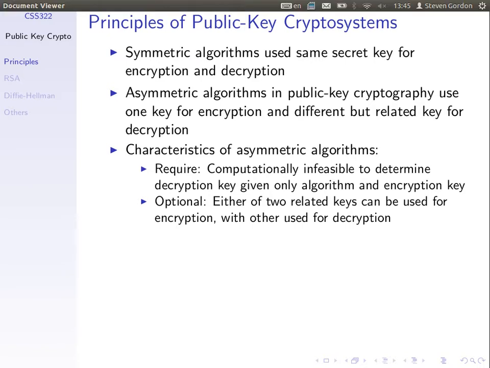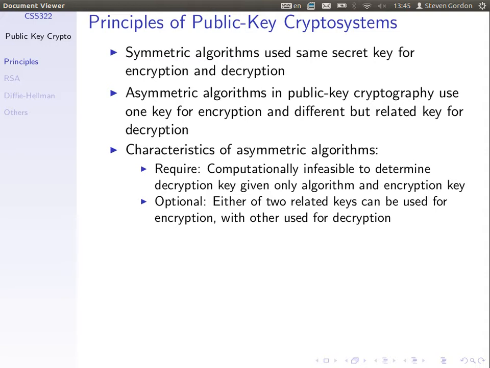Asymmetric algorithms, also called public key algorithms, use two different keys. So we have a pair of keys: one is a public key and one is a private key. By public, we mean anyone can know that key. It doesn't have to be kept secret. In fact, the practical way to use it is to make it public. But the other key in the pair, the private key, is kept secret. So it's also a secret key. But there are two keys in this case, as opposed to symmetric key algorithms which use just a single secret key.